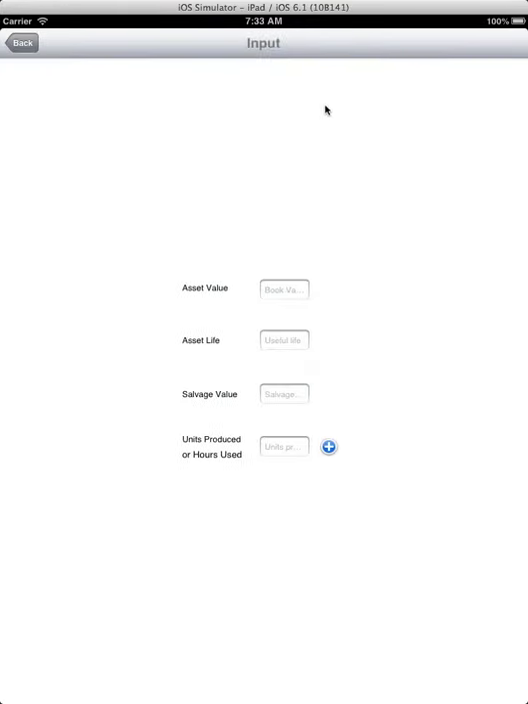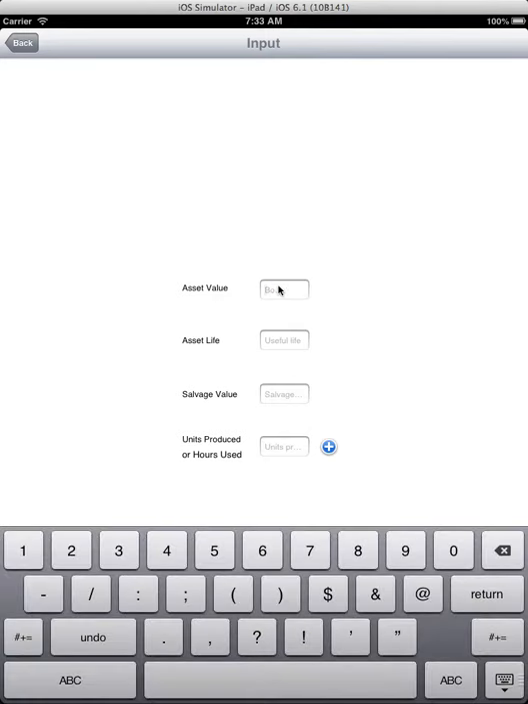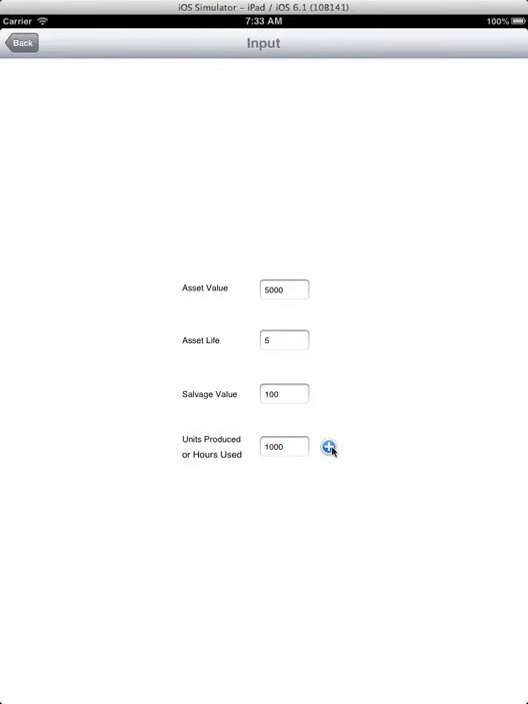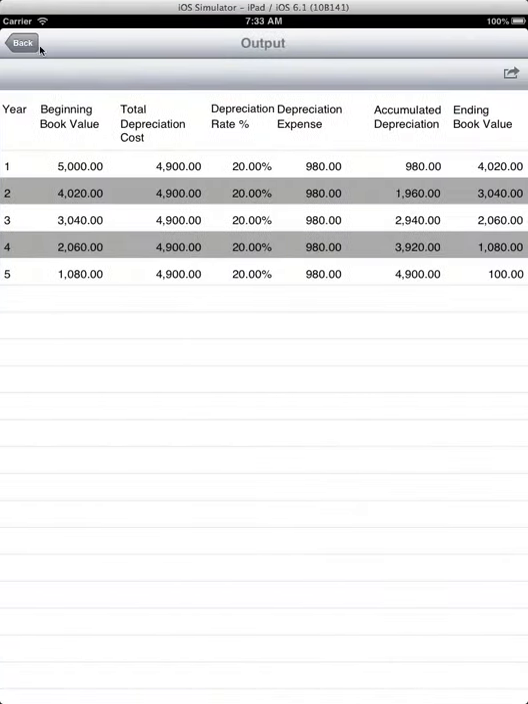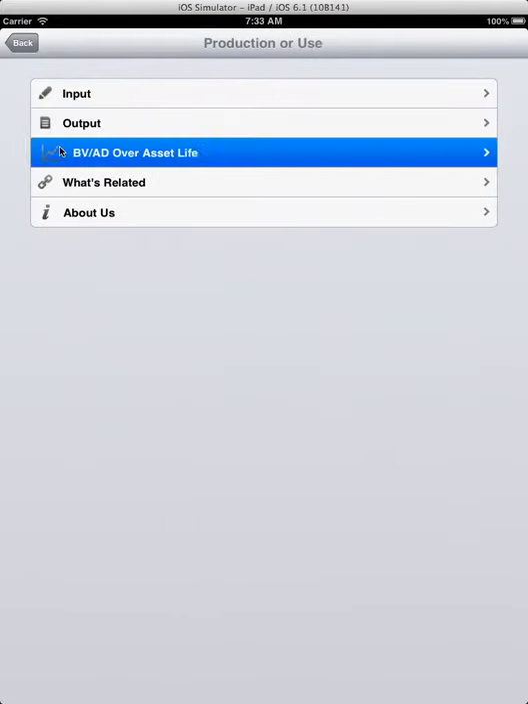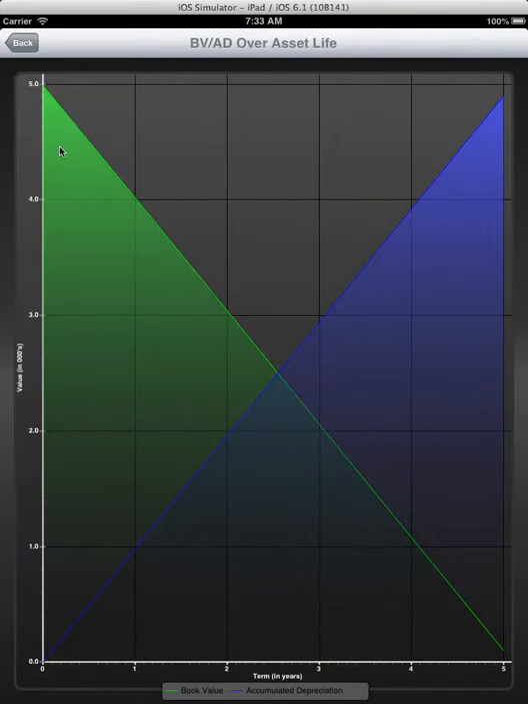Production or use. Here again we specify the asset life, the salvage value, and how many hours or units are produced per year: first year, second year, third year, fourth year, and the fifth year. And then we see the output depreciation schedule, and this is the graph of the book value that is declining and the accumulated depreciation that is actually increasing.